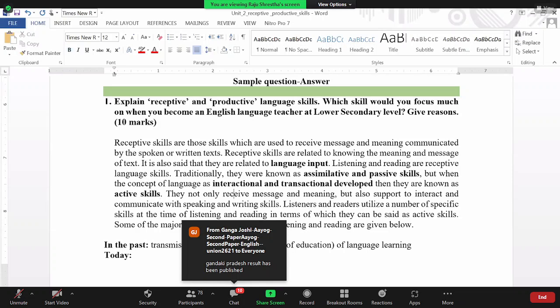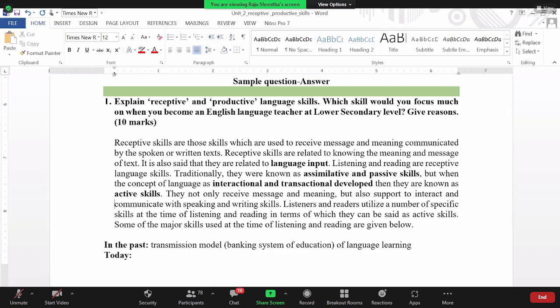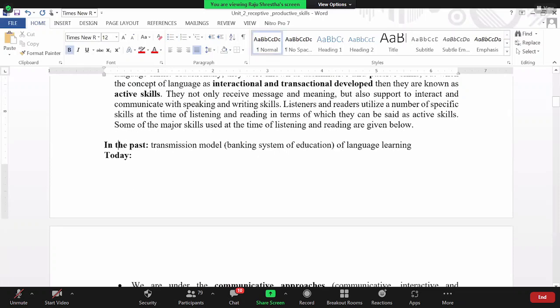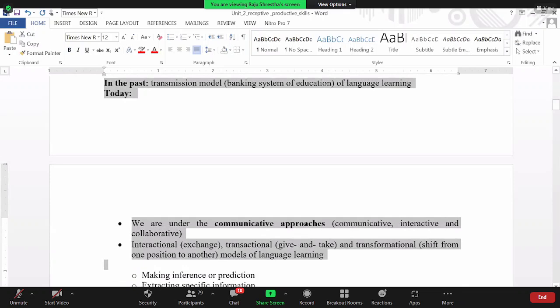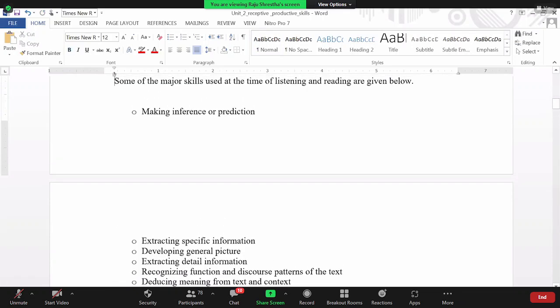They not only receive message and meaning, but also support to interact and communicate with speaking and writing. Listener and readers utilize a number of specific skills at the time of listening and reading, in terms of which they can be said as what? Active skills. यहाँ active skill किन भनेको भने reason पनि छ हैन. Just I want to delete this part. This is for the only discussion. Now see here.